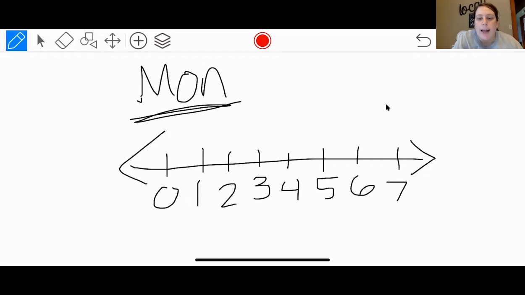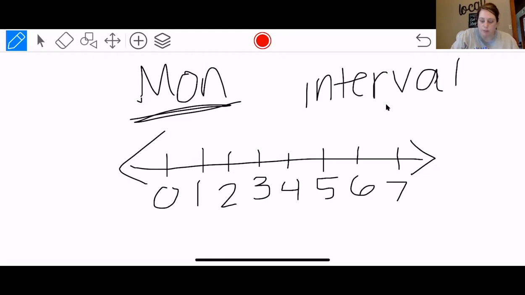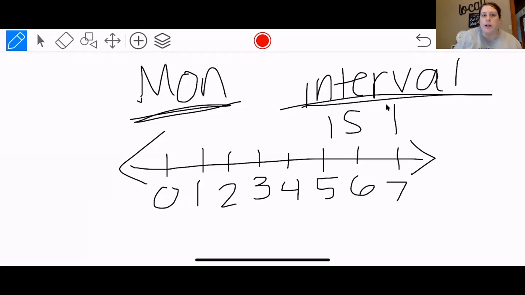So if you look at the number line, each tick mark represents 1. It's counting by ones. So your interval is 1. Okay, so you need to make sure you know what an interval is. An interval is what you're counting by on each number line. You can count by any number as long as you're counting by that number every single time.